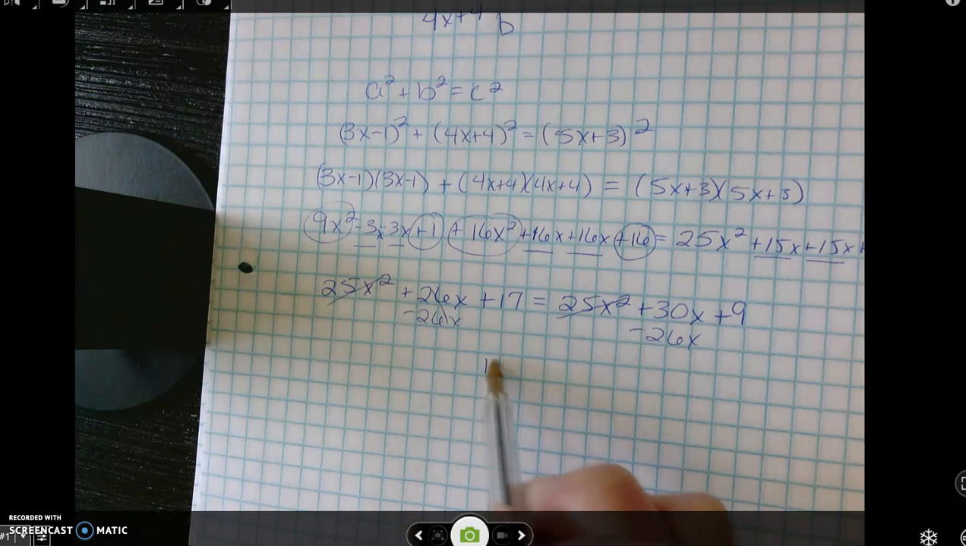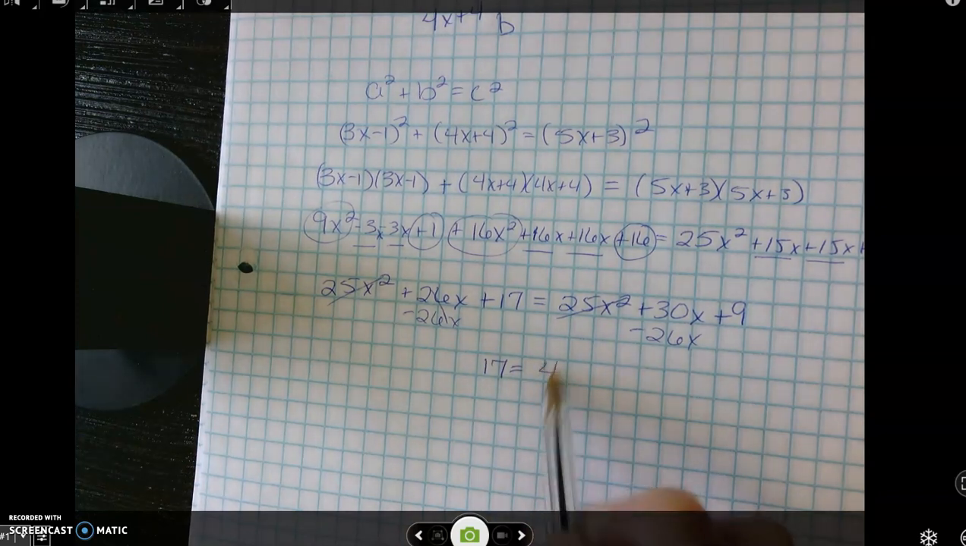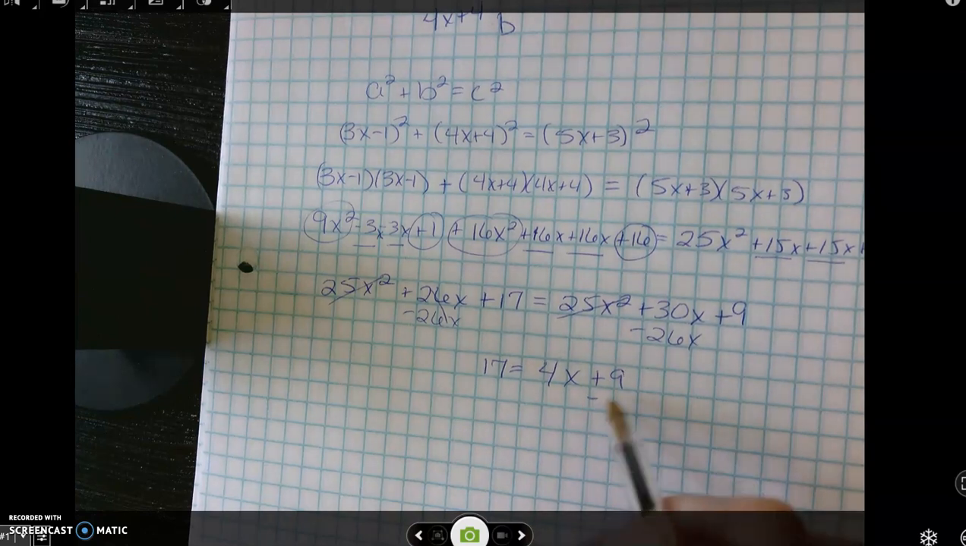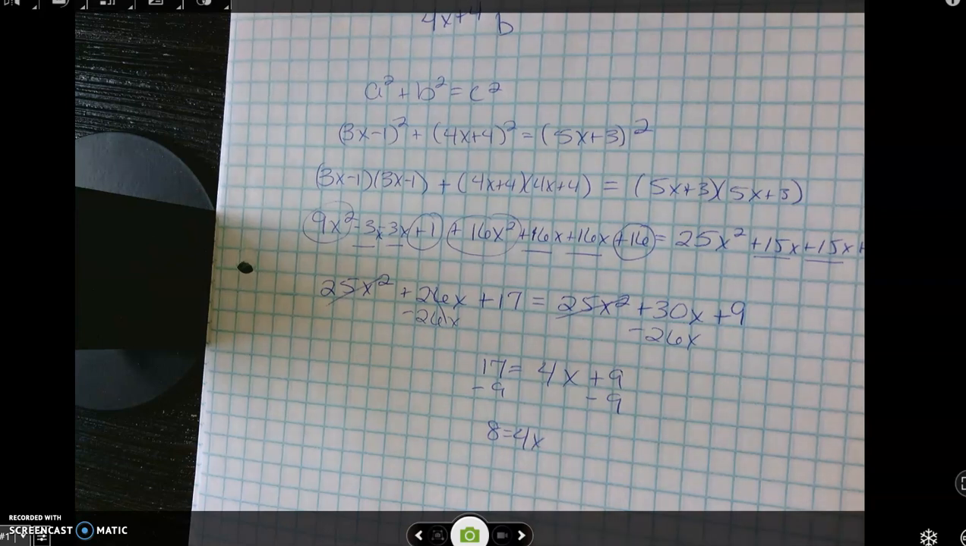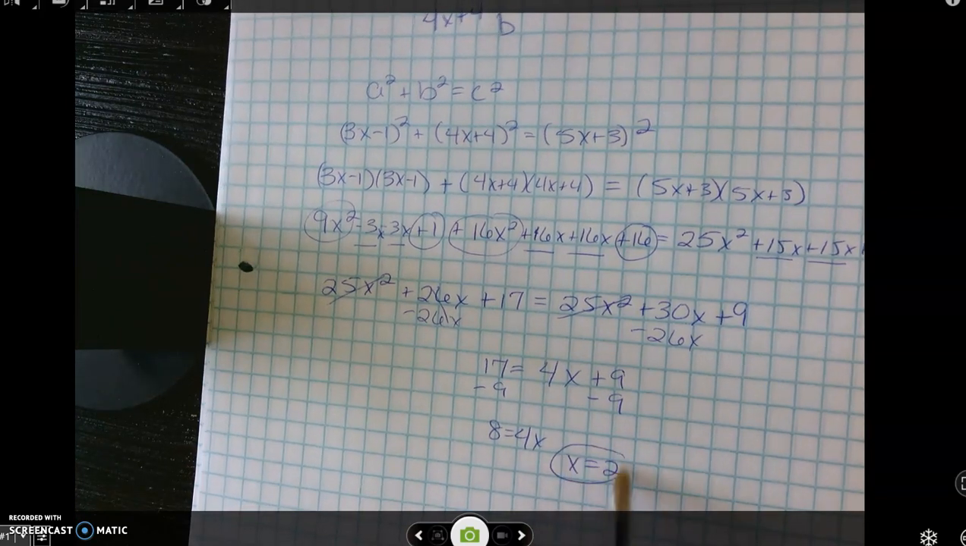So I'll have 17 equals 4x plus 9. I'm going to subtract 9 from both sides. So 8 equals 4x. So mine comes out to x equals 2. So this would be my answer for number 8. I just found x. Once you've got number 8, 9 and 10 is just plugging in numbers.